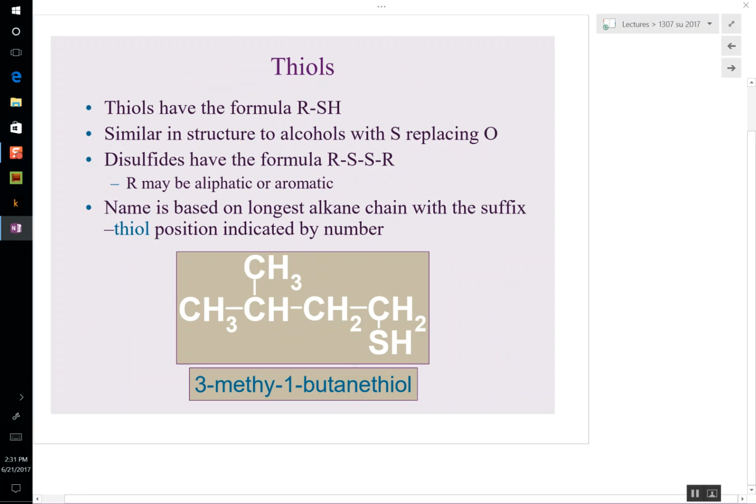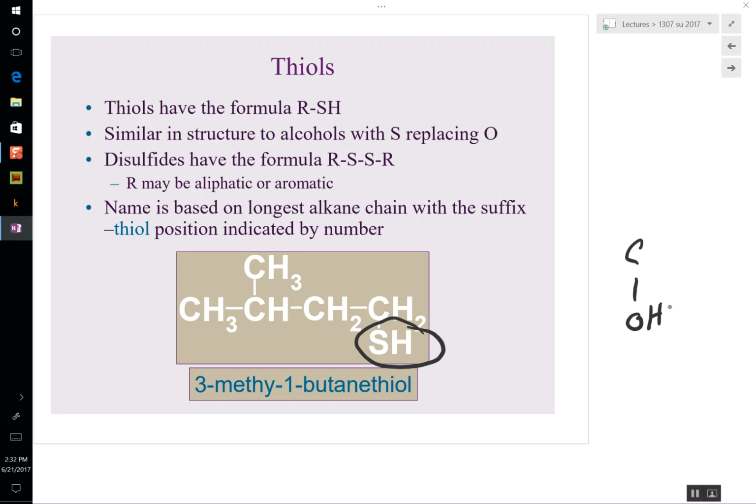Okay, thiols. I said there's 20 slides. So sometimes I forget what's all in a particular chapter, and now I'm remembering. Okay, this is a thiol, where an OH group is an alcohol, an SH group is a thiol. That's the main thing you need to learn.